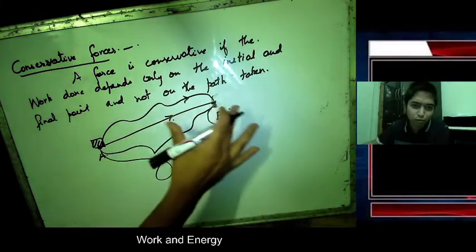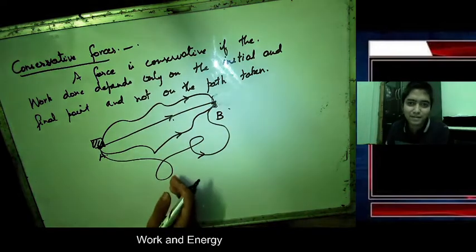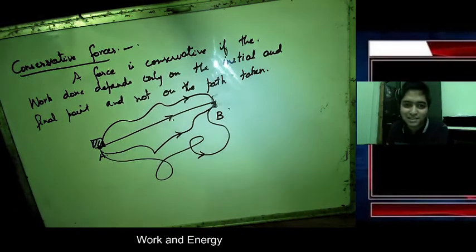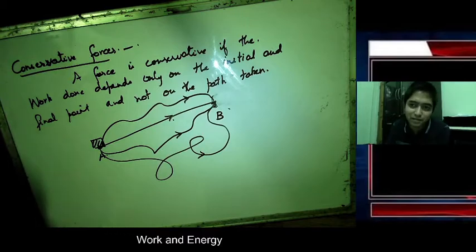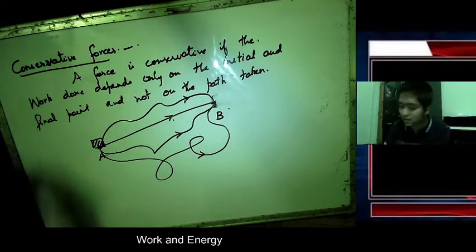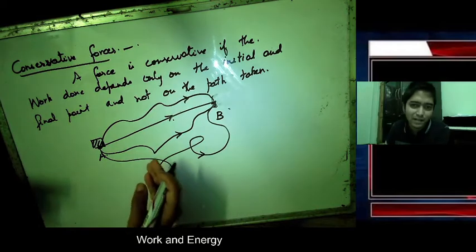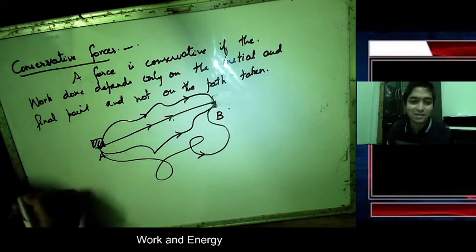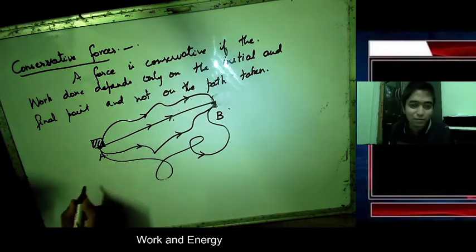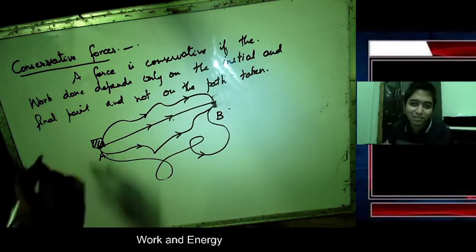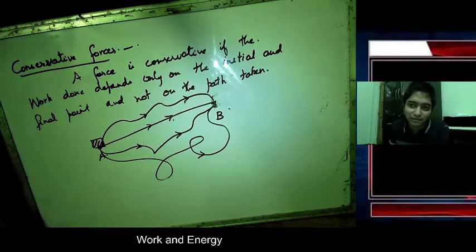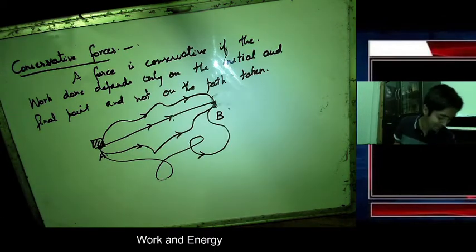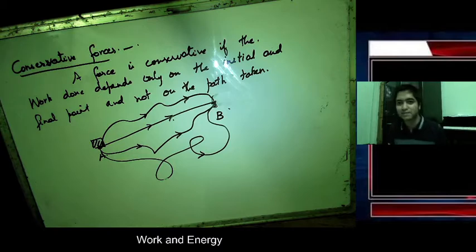But if the total work done is the same for all of the possible cases, then it will be called a conservative force, because it doesn't depend on the path. If the work done for this path is the same as the work done in this path, and the same for this path, then it will be called a conservative force. So I hope that is clear.